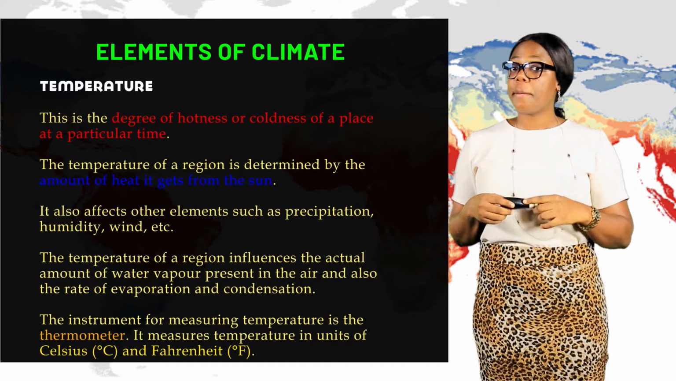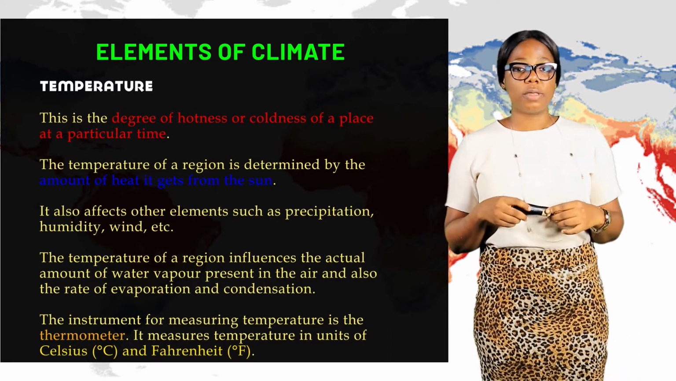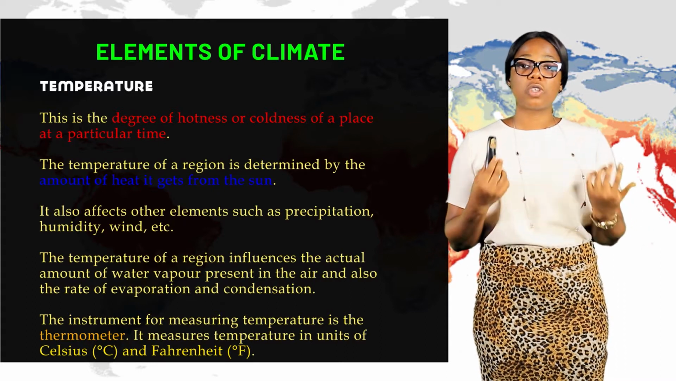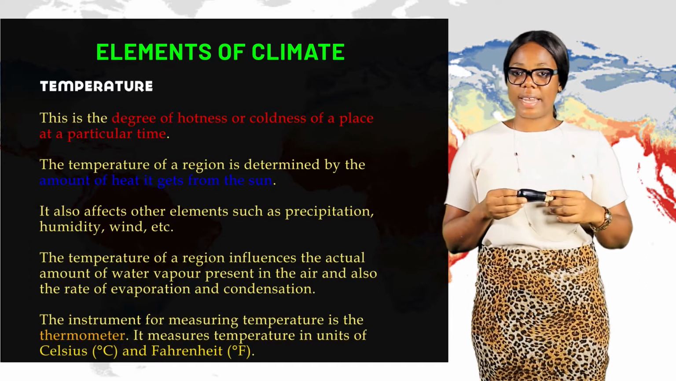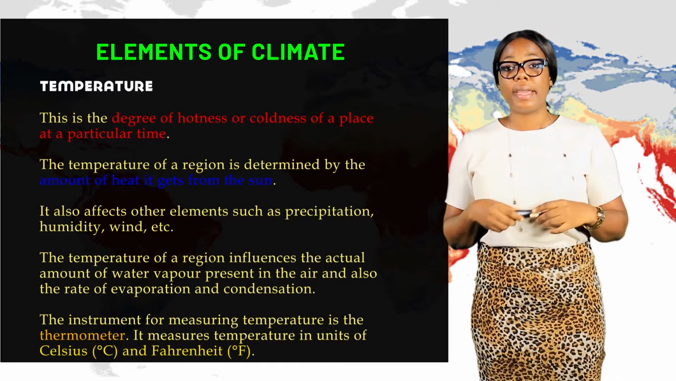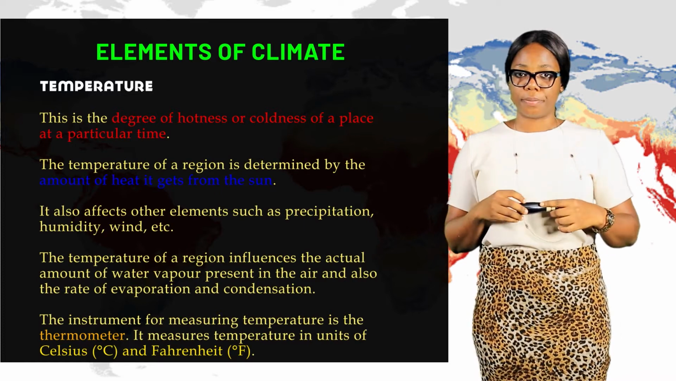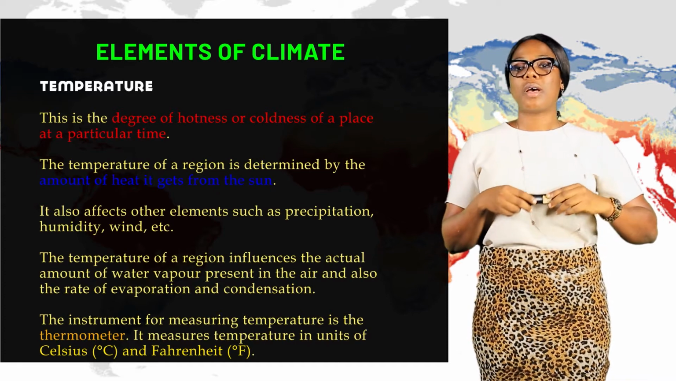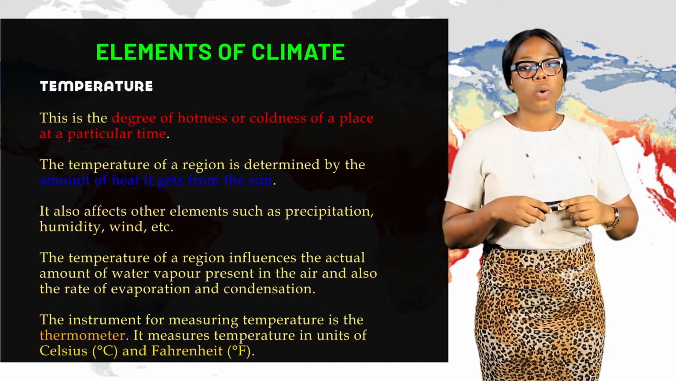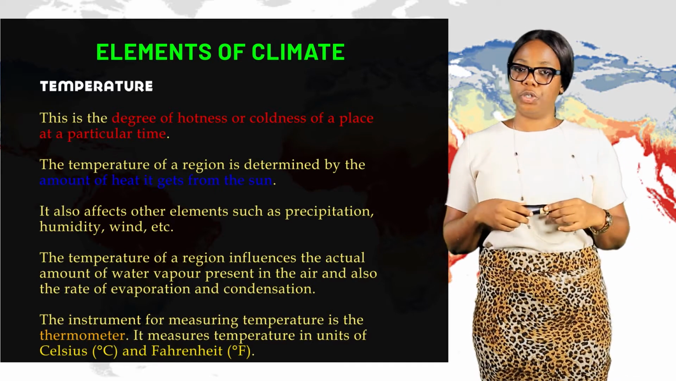Temperature. Temperature is simply defined as the degree of hotness or coldness of a place at a particular time. The sun is the main source of heat energy to the earth. The temperature of a region is determined by the amount of heat that region gets from the sun. Temperature also affects some other elements of climate such as humidity, wind, and even rainfall experienced in that region.